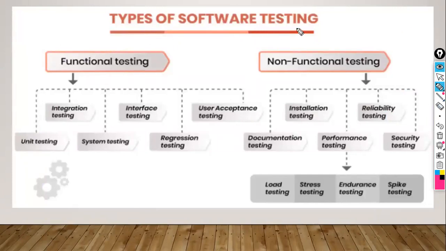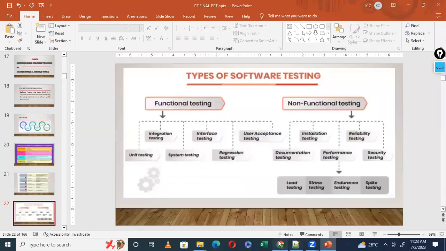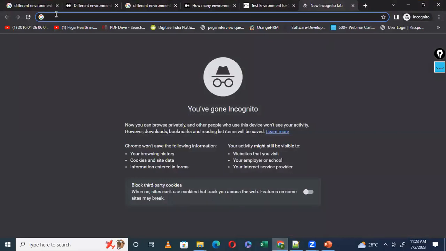Now let us try to understand the important points here: types of software testing. As discussed, guys, we have different types of software testing. One is functional testing and the other one is non-functional testing. What is functional testing? I'll show you with an example. Let me open the browser and close all these things. We don't need these.